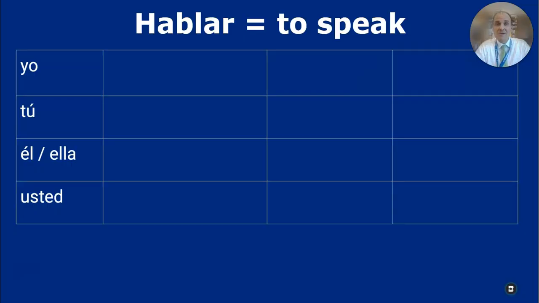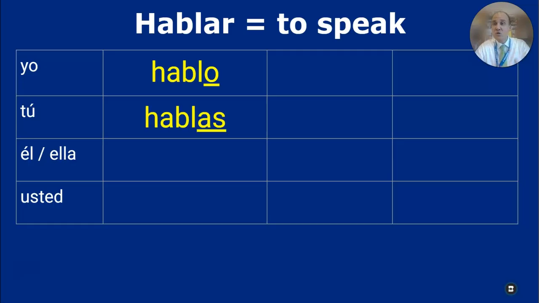So remember, the first step is I drop the AR, identify the subject in the second step, and then I add the ending. So to say I speak, that's hablo. So hablo español. To say you speak would be hablas. Or if you're asking a question, you would say, ¿hablas español?